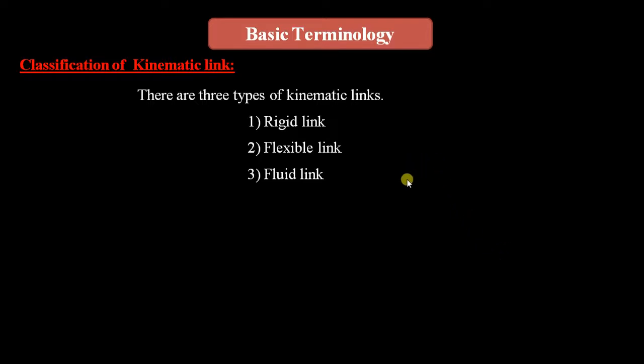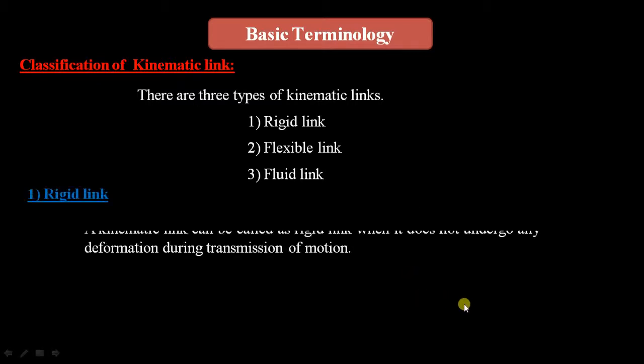And what do we mean by the rigid link here? Already you know about the rigid body. In the same way, we can define the rigid link also. The definition of the rigid link: a kinematic link is called a rigid link when it does not undergo any deformation during transmission of motion.